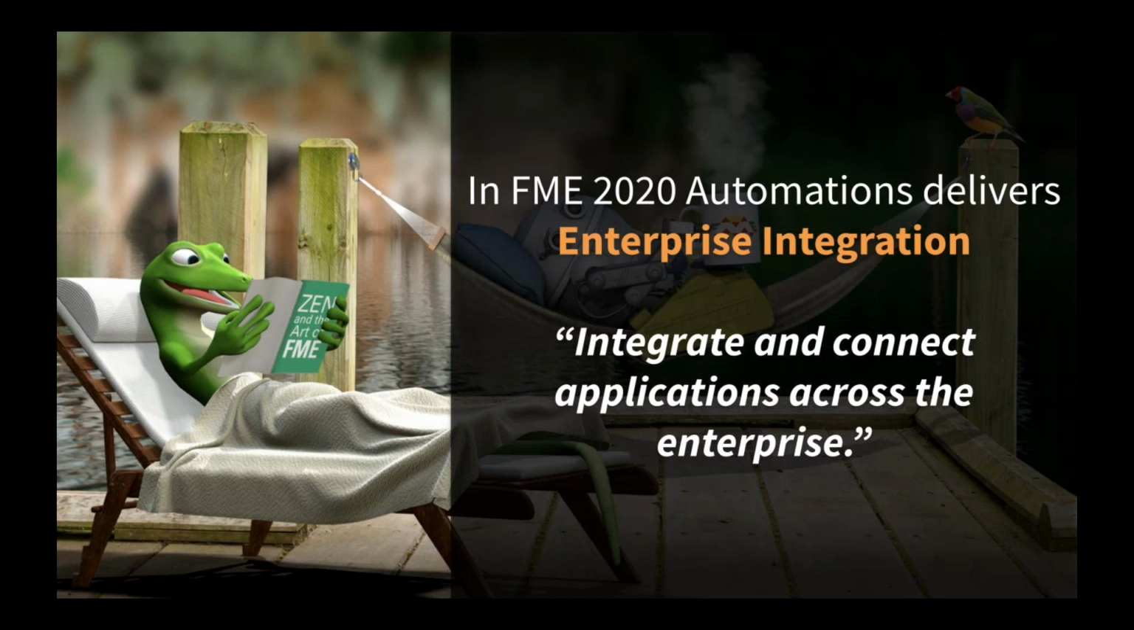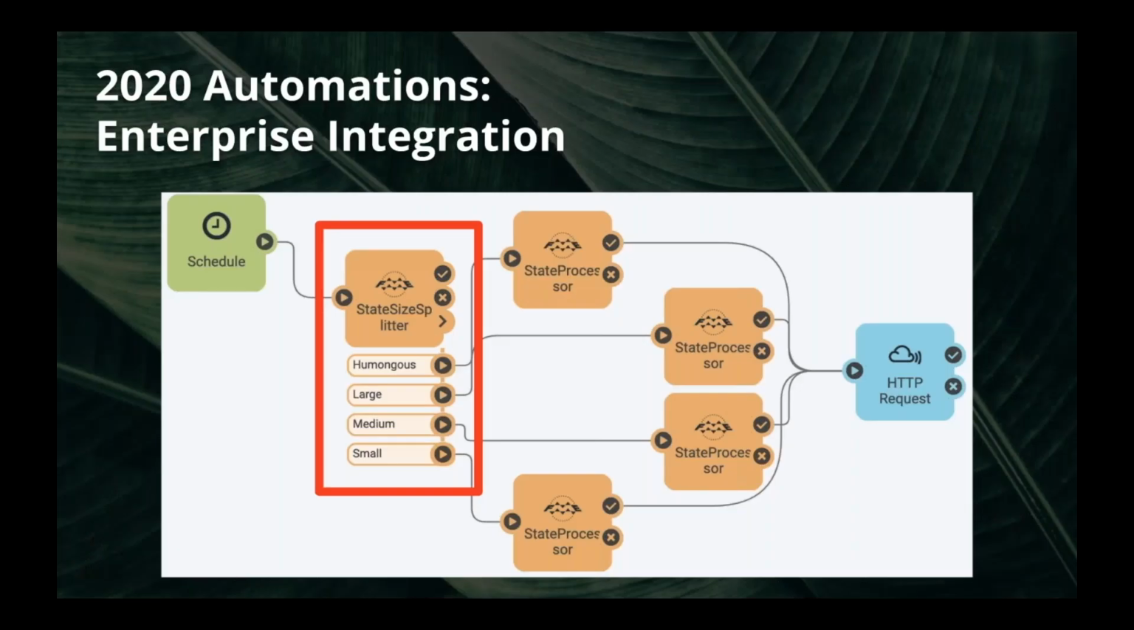Okay, so in 2020 we delivered enterprise integration. So now you can integrate and connect applications across the enterprise. And so what this looks like is this. Now you can see this workspace called state size splitter. It will take a message in, and based on what it discovers within its workspace, it can send a message out of either humongous, large, medium, or small, or a combination. So now the workspace can actually control the flow of information as well as add information to a message.